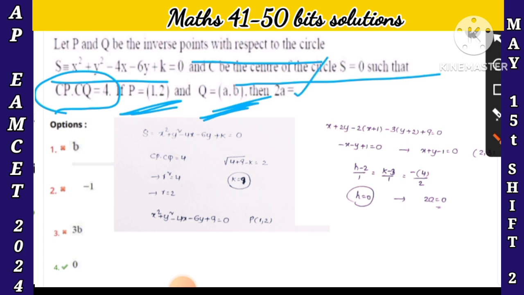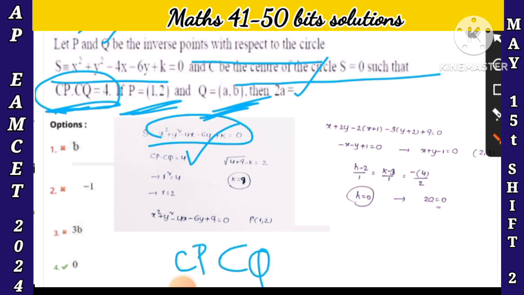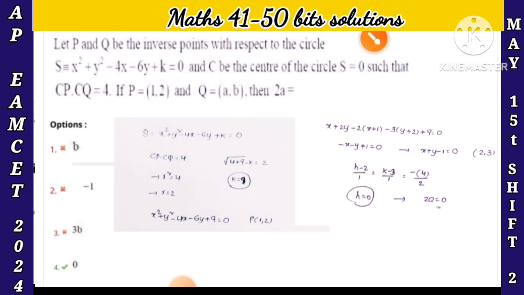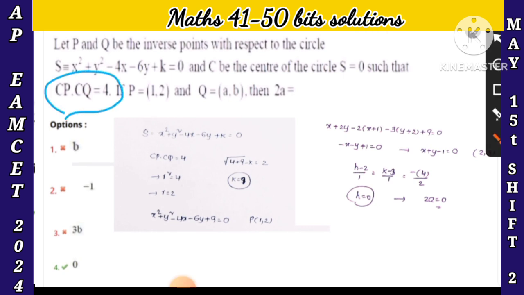Okay, so given here one circle, P comma Q are inverse points and CP into CQ is equal to 4 given. Already we know the formula CP into CQ is equal to R square, the definition of inverse points. That is clearly given: R square is equal to 4, means R is equal to 2. Now find the radius value and equate that value to 2, then you get the K value, which is nothing but K is equal to 9. This condition is given for the purpose of R square, that is R square is equal to 4. By using that R square I am finding the K value.